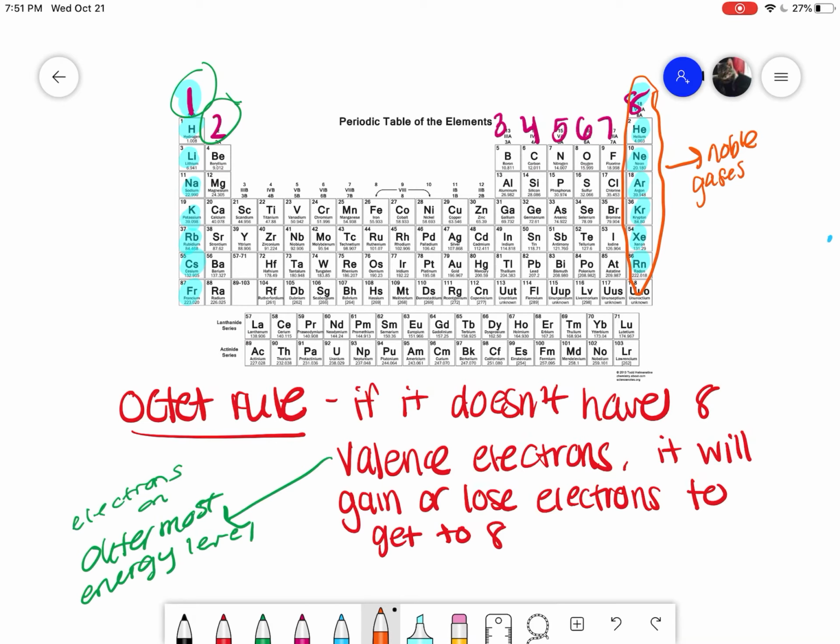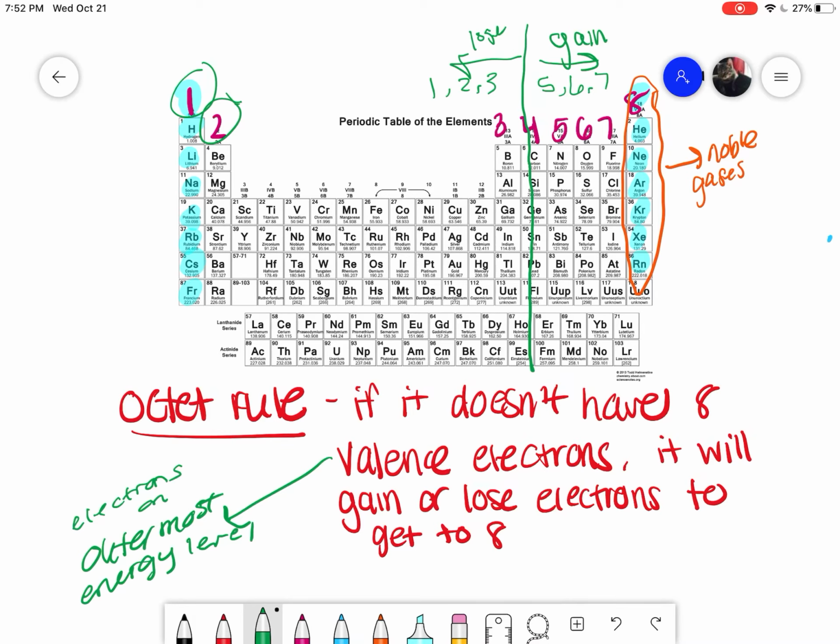Looking at the periodic table, how do we know whether or not it's going to gain or lose electrons? Well, if we draw a line down 4, everything to the right is going to gain, and everything to the left is going to lose. So if it has 1, 2, or 3 valence electrons, it's going to lose. And if it has 5, 6, or 7, it is going to gain electrons.